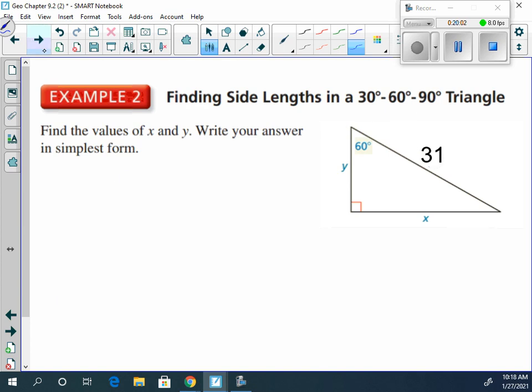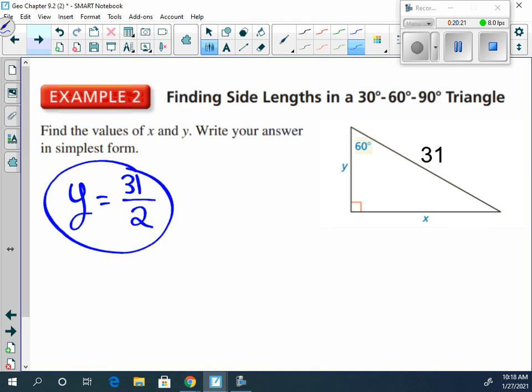All right, this one here, again, they gave us the hypotenuse, yes? So if I want to find the shortest side, we do what? Okay. 31 divided by 2 is? Thirty-one divided by 2. It is 15.5, but we don't put decimals and radicals next to each other.